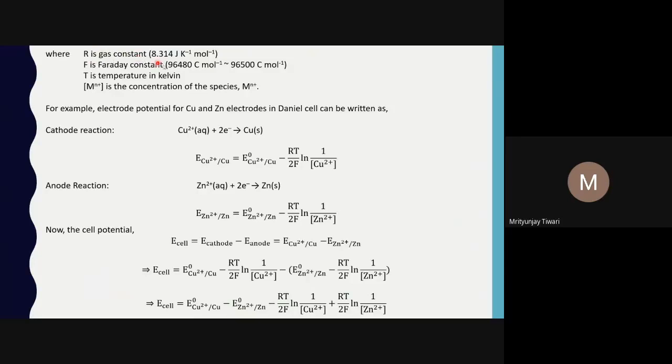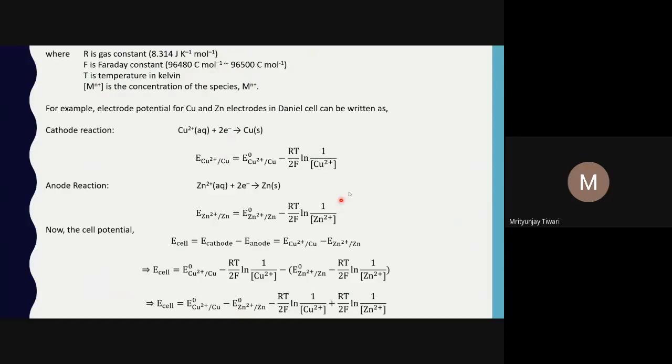Where R is the gas constant, and its value is 8.314 joule per Kelvin per mole. This unit you should always remember. F is the Faraday's constant. This value is 96,480 coulomb per mole, or you can remember this value as close to 96,500 coulomb per mole. And T is the temperature in Kelvin, that we know that usually in chemistry we consider temperature in Kelvin only. The Mn plus in the square bracket is the concentration of the species Mn plus.